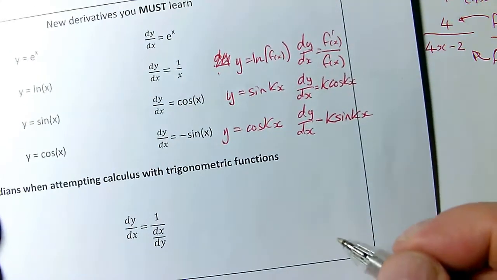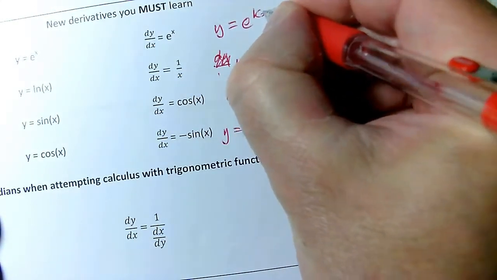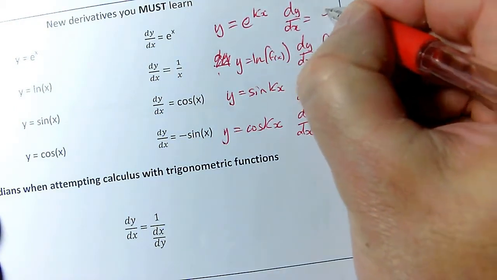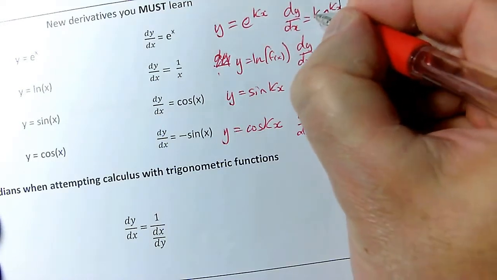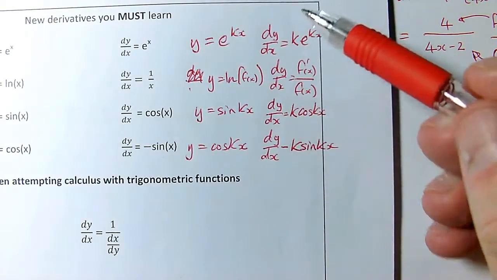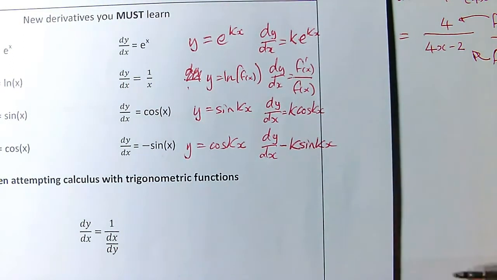And the same thing happens with e's. If y equals e to the kx, then dy by dx equals, it still goes to e to the kx, but because the inside function has this factor of k, we get a k popping in front. So I think that these are worth memorizing separately, so that you don't need to resort to the chain rule for any of these examples.